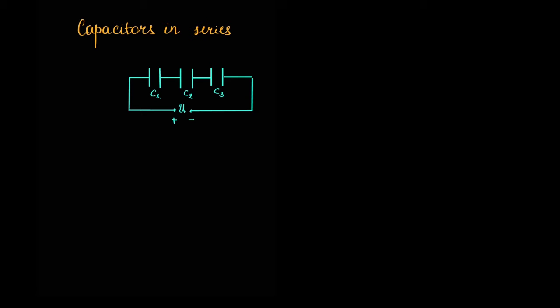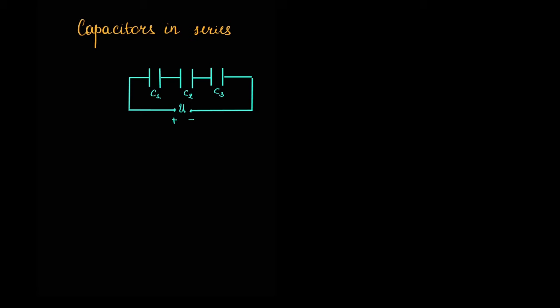Okay, first let's start with series combinations. In the figure, you can see that there are three capacitors arranged in a row, and this type of combination is called a series combination of capacitors. As you can see, this combination is connected to some external constant voltage source.